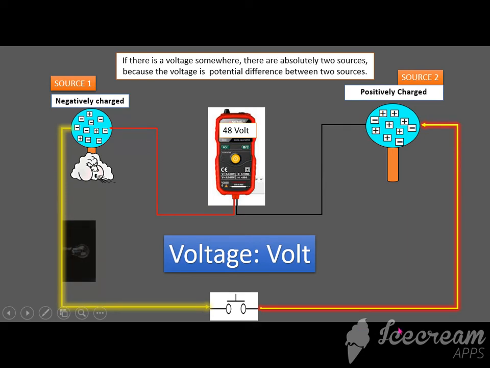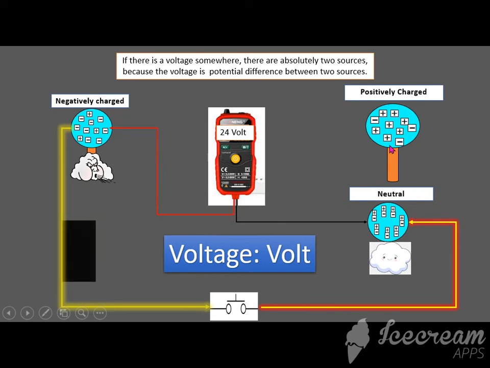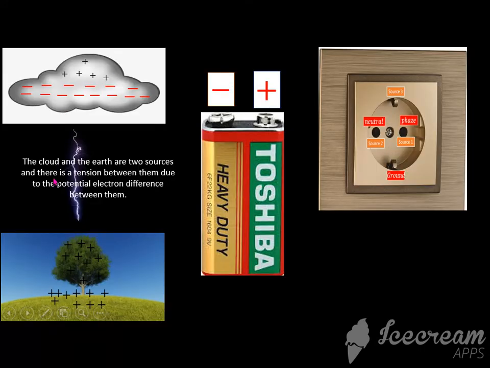When we connect a circuit, this one will send electrons towards the other source. We can see more source examples in nature.